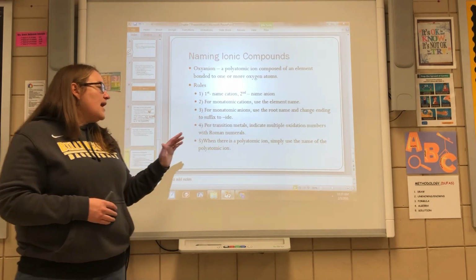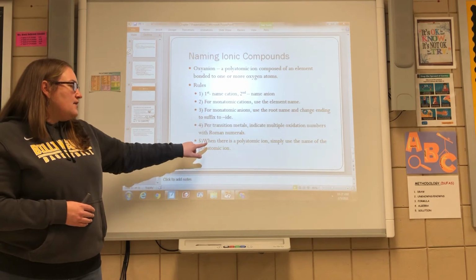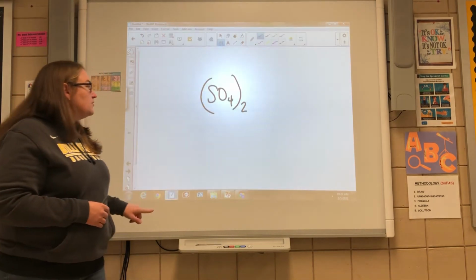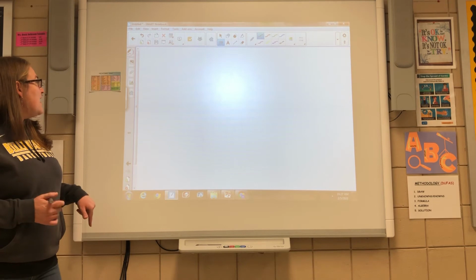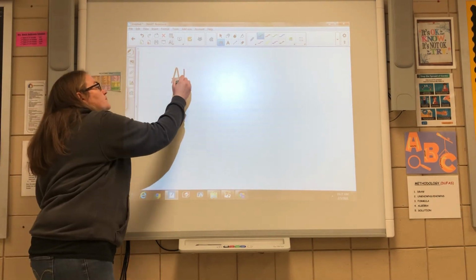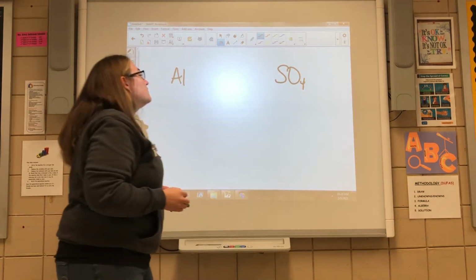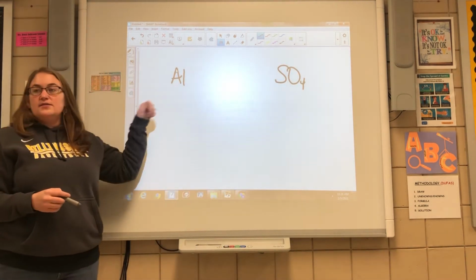Now we're going to skip number 4 for the second. We're going to look at how to name a polyatomic ion. So let's say that I have aluminum, and we're just going to go with sulfate. What was aluminum's oxidation number?